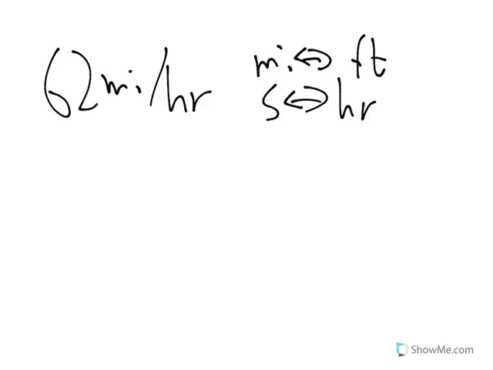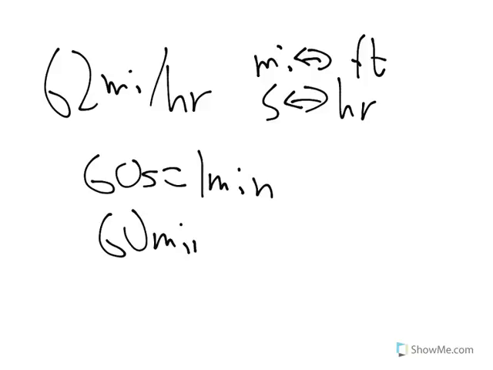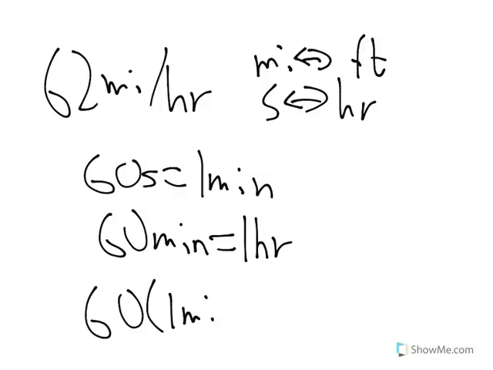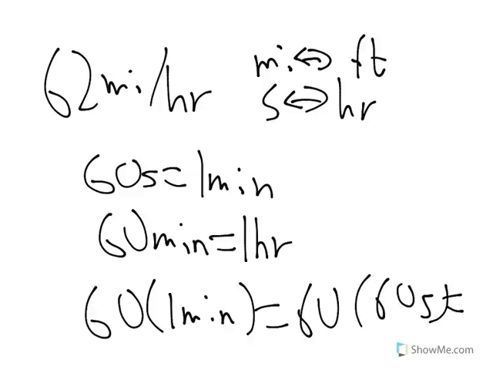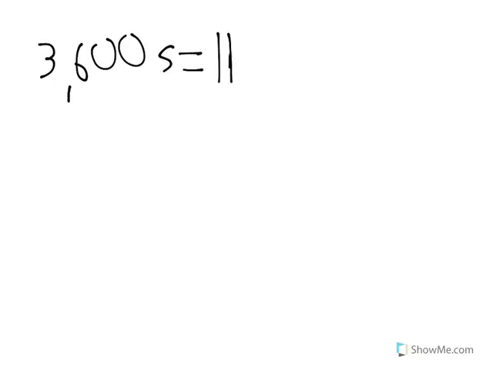So let's start with hours and seconds. 60 seconds equals 1 minute. 60 minutes equals 1 hour. We can substitute variables just like we would other things. So if 1 minute is 60 seconds, then 60 times 1 minute equals 60 times 60 seconds equals 1 hour. So what does that equal? Well, 60 times 60 is 3,600. So 3,600 seconds is 1 hour.